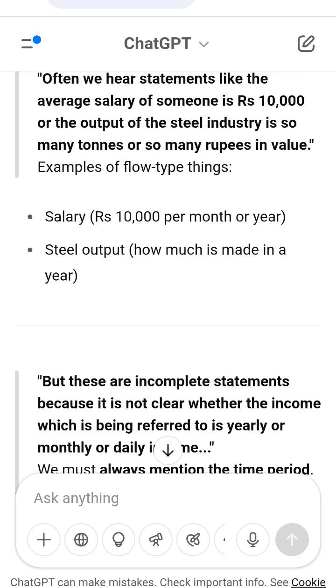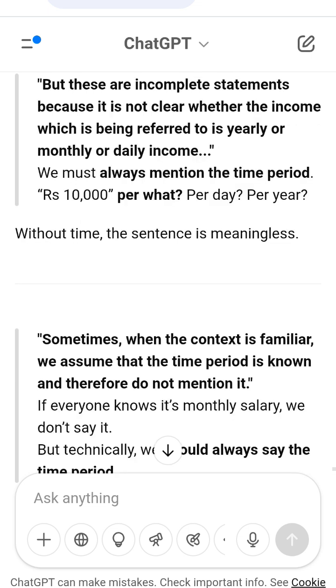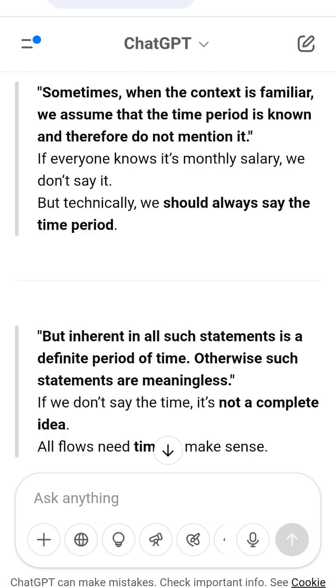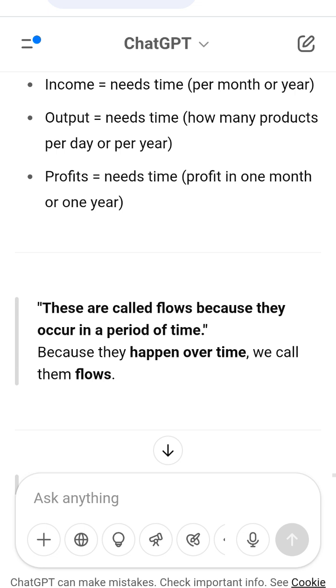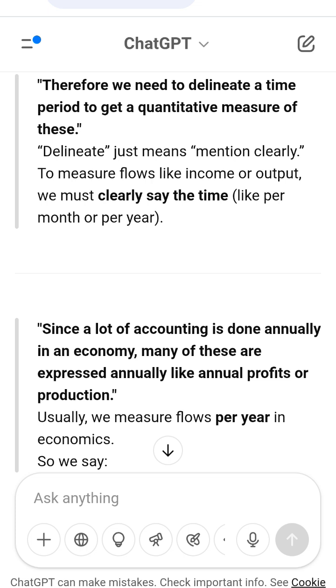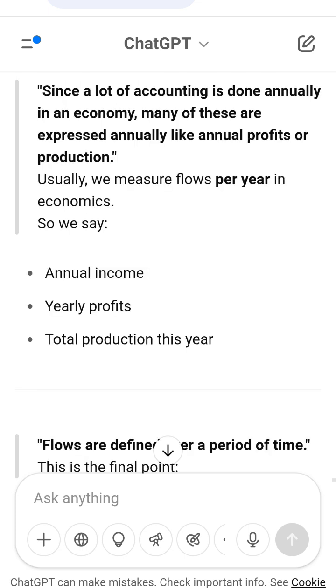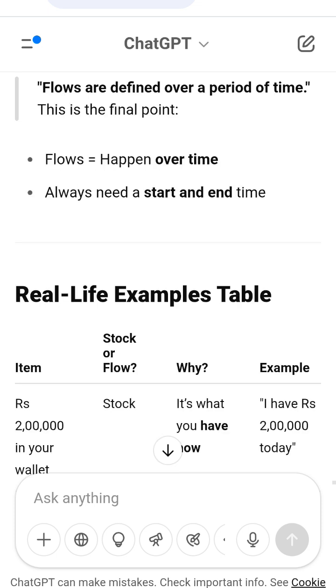Real life examples. Item, stock or flow, why, example. Rs 2,000 in your wallet. Stock. It's what you have now. I have 2,000 today. Rs 25,000 monthly salary. Flow. It's what you earn every month. I earn Rs 25,000 per month. 3 bikes in your garage. Stock. You own them now. I have 3 bikes at home. 5 liters of milk per day. Flow. It's coming every day. We get 5 liters of milk daily.